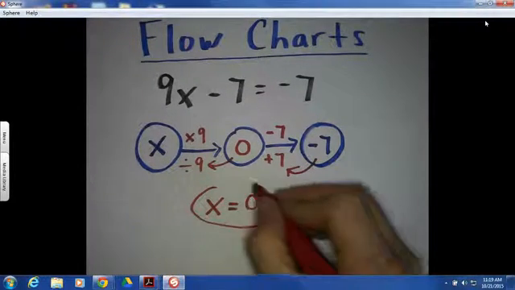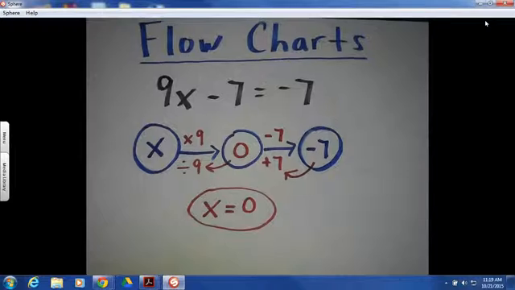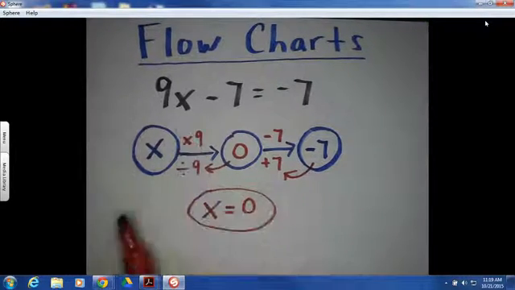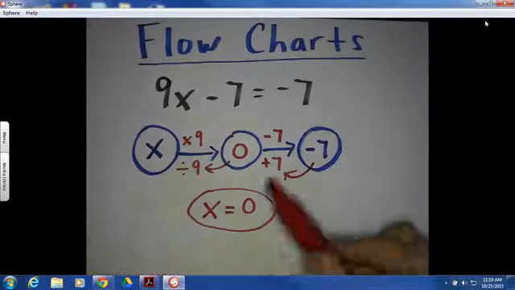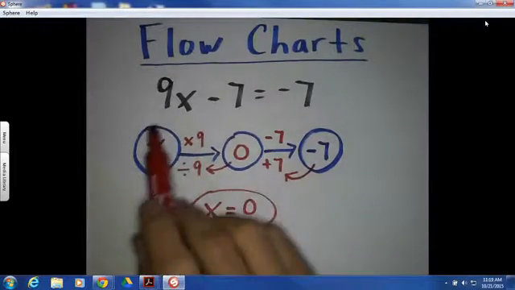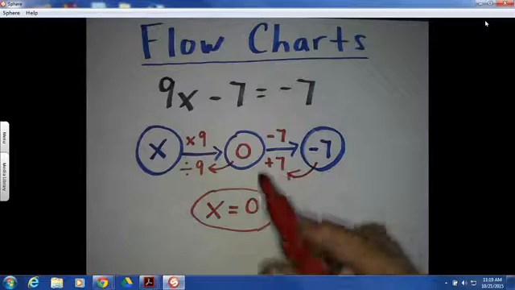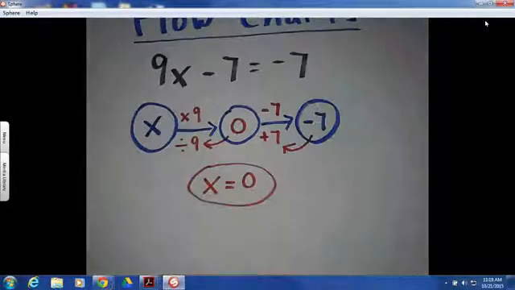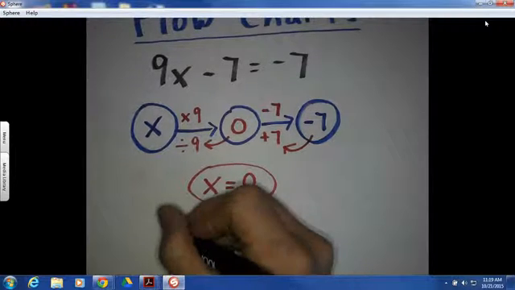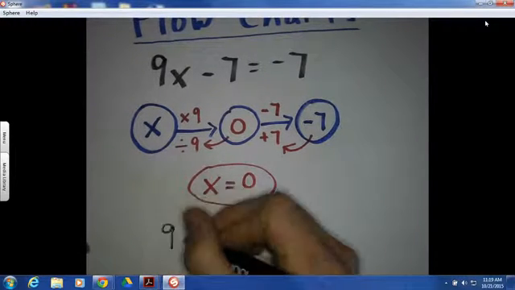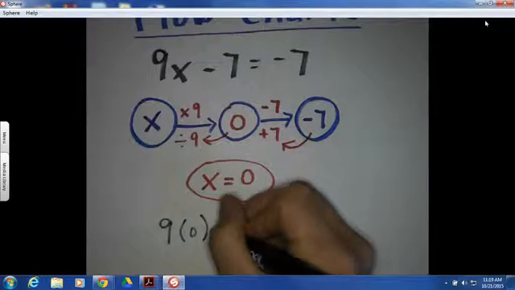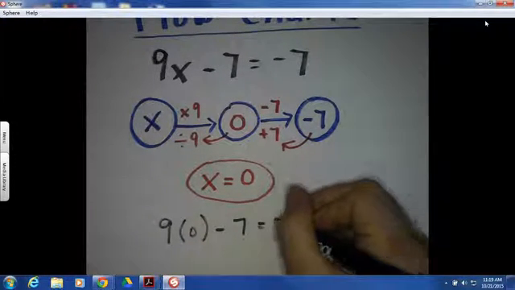The great thing about equations is that you can insert the answer that you get back into your equation and check your work. So if x does equal 0, this equation should be satisfied. Let's try it. I'm going to plug in 0 for x. I'm going to rewrite it down here. So now I have 9 times 0 for x minus 7 should equal negative 7.